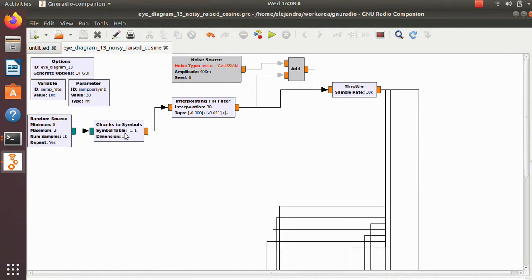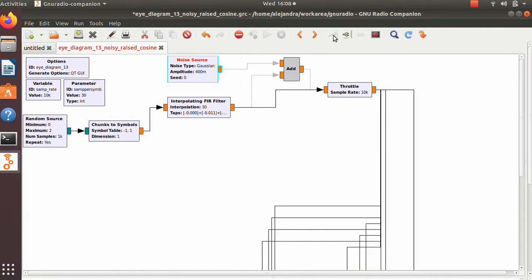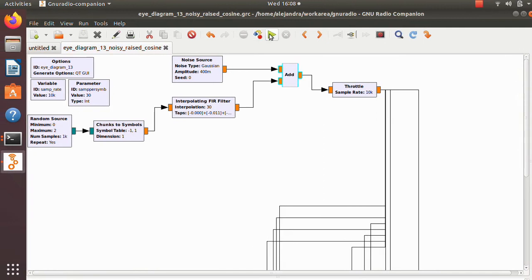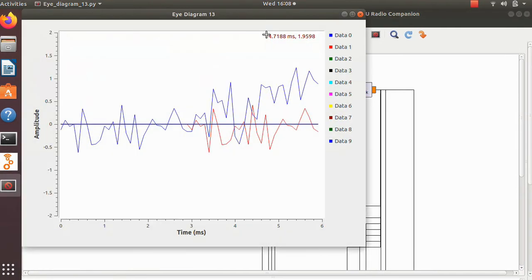Our next experiment is going to be the same thing, but with additive zero mean Gaussian noise. So we have to plug in our noise source and our adder and remove the connection between the FIR pulse shaping filter and the throttle. And now we will generate the Python code and run it.